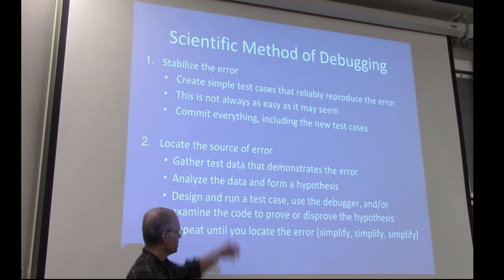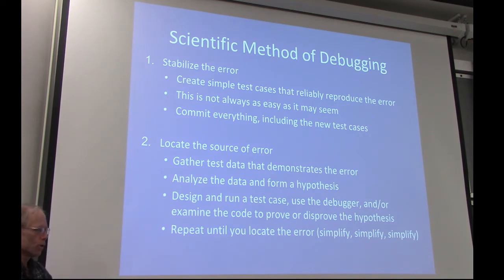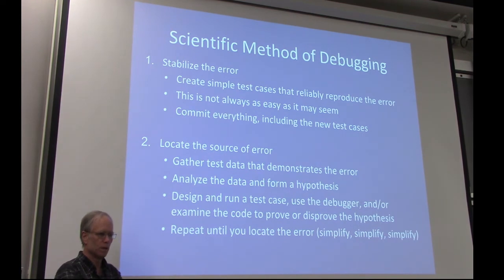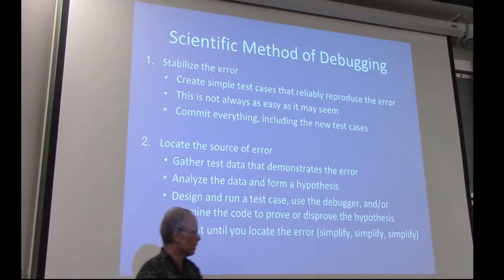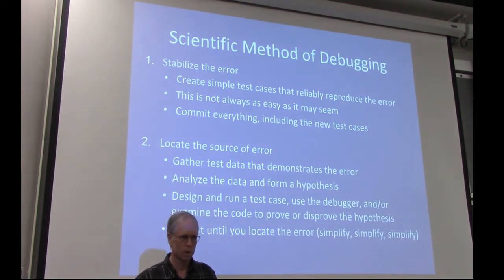So create a test case, use the debugger, examine the code, whatever. But your goal is to prove or disprove the hypothesis. And just keep repeating till you find the error. So don't just blindly look. There has to be an explanation. Come up with one. Even if it's wrong, when you devise a test case to show that it's wrong, you've narrowed down the set of possibilities.